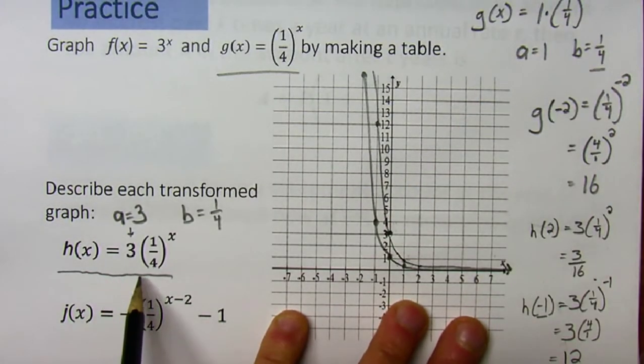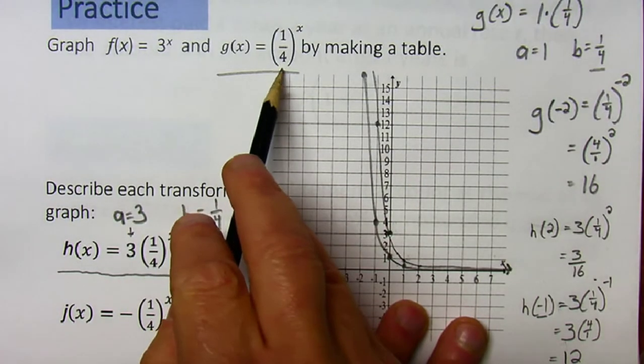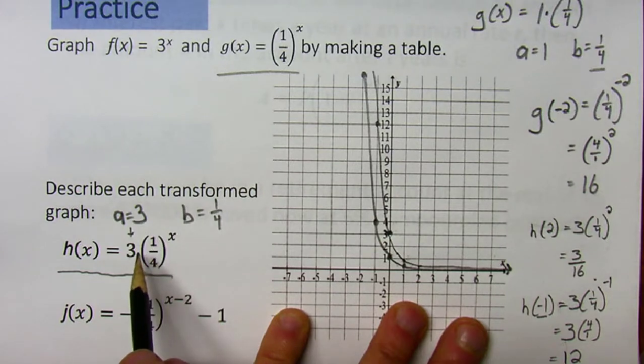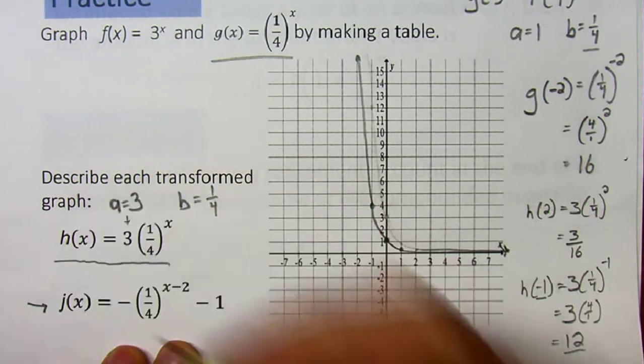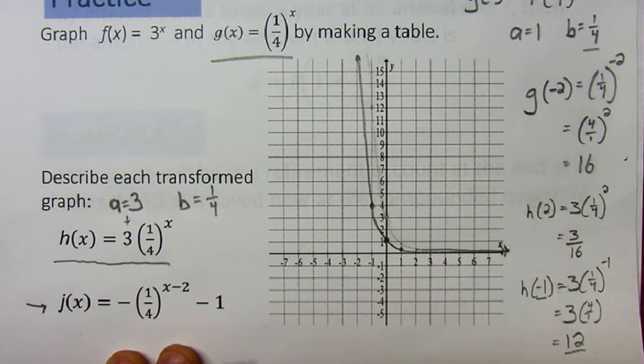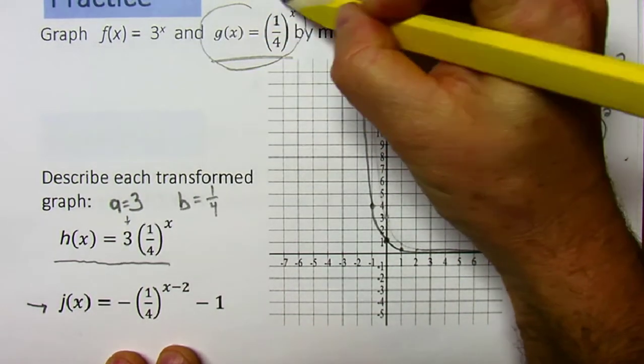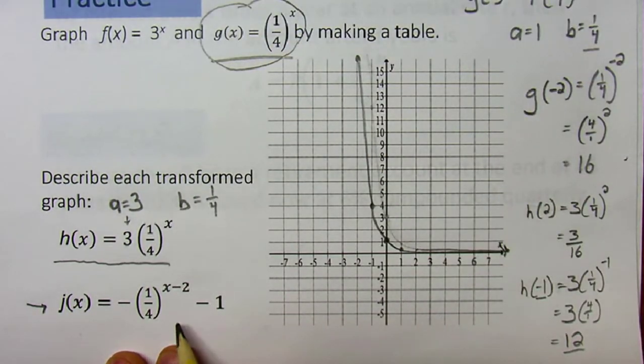So our h of x is just the same as our g of x, except that factor of 3 means it's going to be 3 times taller at every point. Now, look at our last function, j of x. J of x is just like our original function g of x, but it's had some transformations applied to it. Just the kind of stuff we've done before.